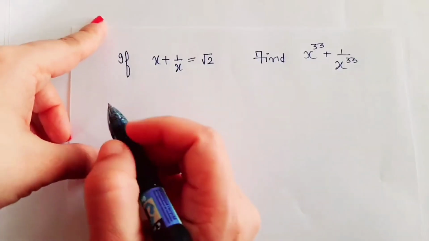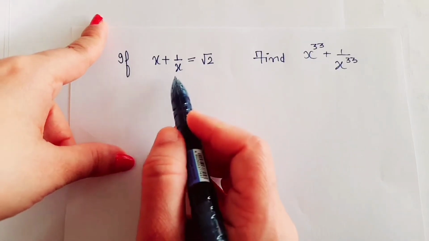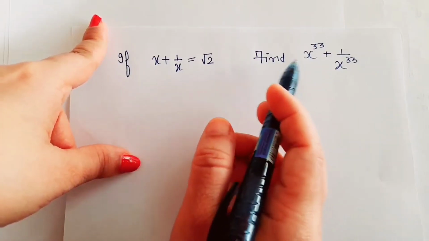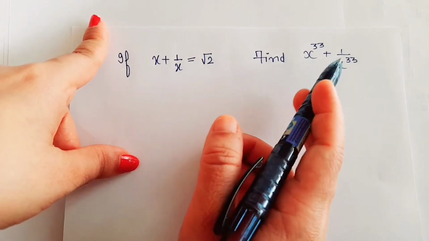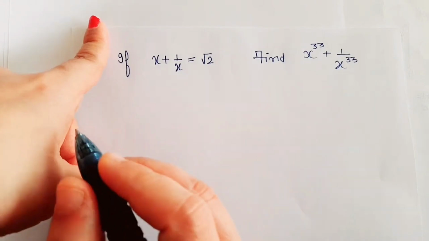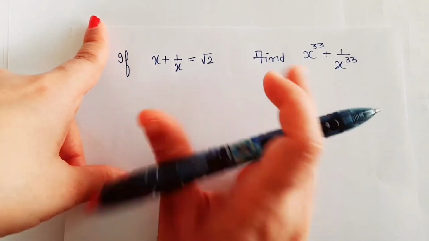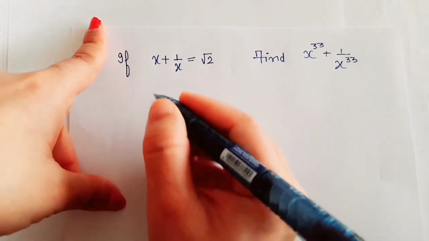So we have a question. If x plus 1 by x is equal to root 2, we need to find the value of x raised to power 33 plus 1 upon x raised to power 33. Okay. So whatever will be the power, how do we solve these questions? See, what is the method?